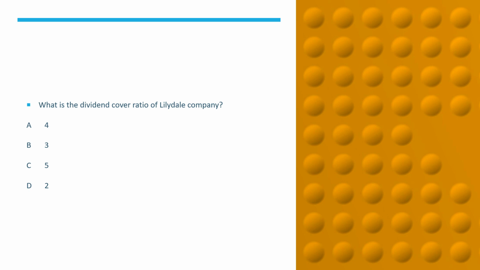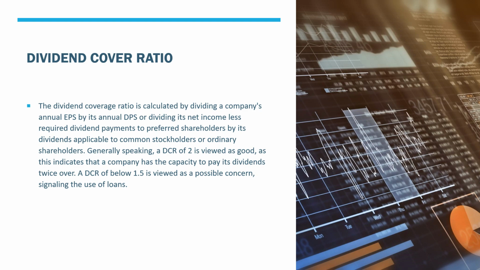To correctly answer this question, we need to understand the concept of a dividend cover ratio or DCR. The dividend cover ratio tells us how much dividend a company can pay vis-a-vis its earnings per share or EPS. Generally speaking, a dividend cover ratio of 2 is viewed as good, as this indicates that a company has the capacity to pay its dividends twice over. A dividend cover ratio of below 1.5 is viewed as a possible concern, signaling the use of loans.